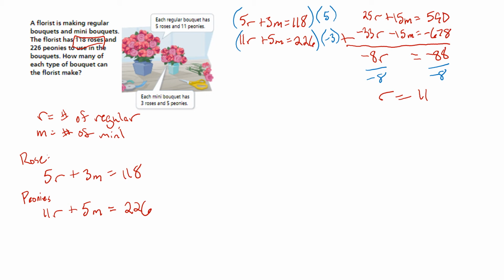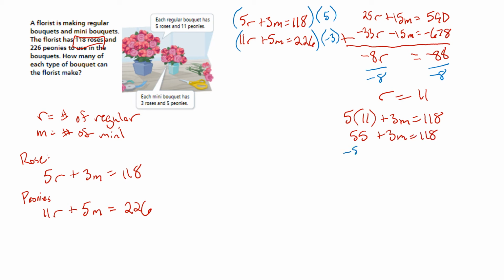Now it is important that this came out to be a positive number, because if it was a negative number, we ought to look at it and think, well, we can't have a negative number of regular bouquets. So positive is good. Now we can plug this into either of the two. I'm going to go with the top one, just because, again, the numbers are a little bit smaller. So let's go 5 times r, which is 11, plus 3m equals 118. 5 times 11 is 55, plus 3m equals 118.